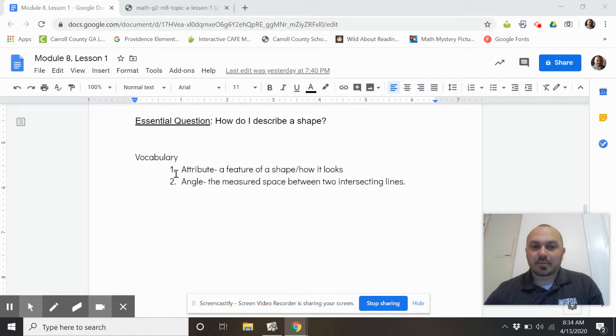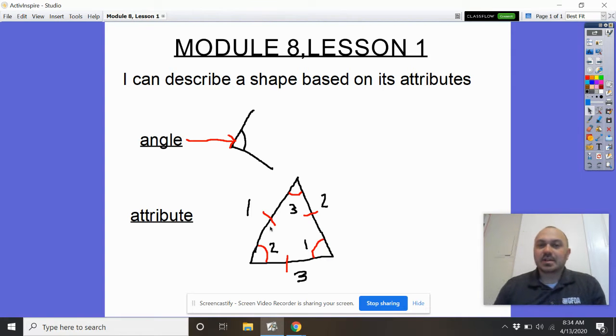The second vocabulary word is angle, the measured space between two intersecting lines. So let's focus on intersecting. That is where two lines come together. So I have some examples of each word. So again, this is Module 8, Lesson 1. I can describe a shape based on its attributes. So attribute, we said, was the way that it looks.